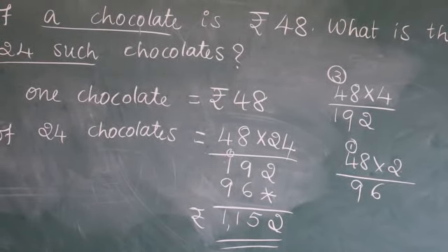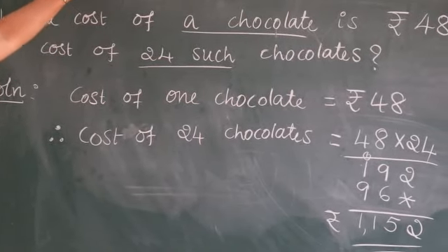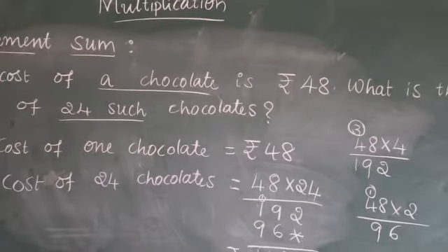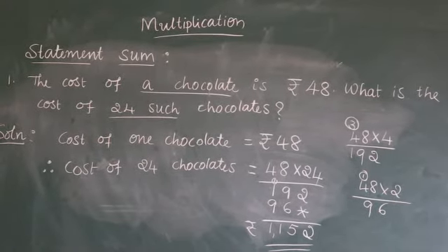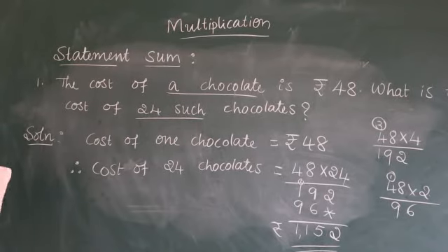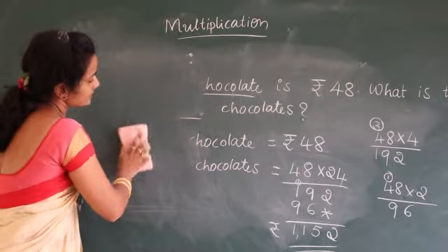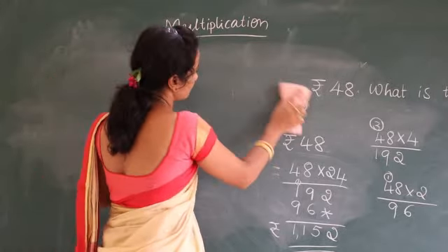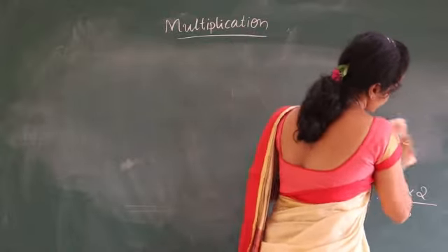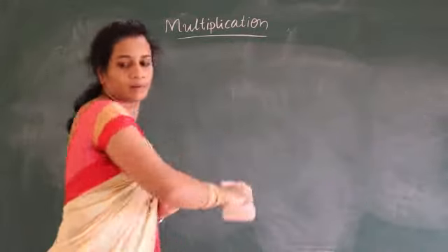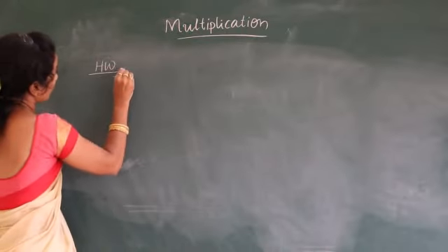In multiplication or in a statement sum, if the cost of a single object is given and the cost of many objects you have to find out, then you should follow multiplication. Hope you are clear with the concept of multiplication. Okay, we have learnt about the parts of multiplication, multiplication by a single digit, and multiplication by a 2-digit number. So let's take some homework. Try to solve it with the help of your parents.